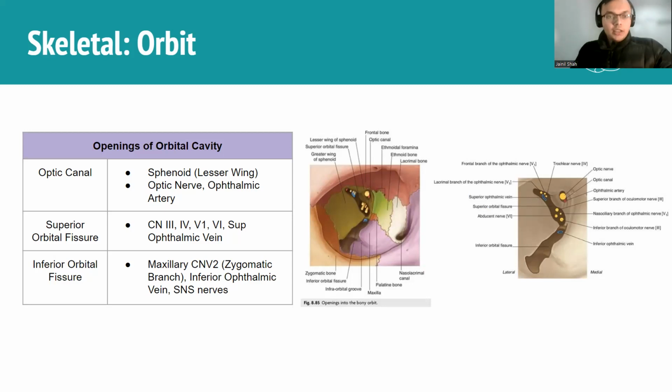The inferior orbital fissure contains the counterpart of the superior ophthalmic vein, which is the inferior ophthalmic vein. It also contains the maxillary branch of the cranial nerve 5 or trigeminal nerve, which is called the zygomatic branch. And it also contains some sympathetic nerves that we're going to be talking about later on in the context of Horner syndrome as well. But it's important to just know that they exist here for the moment. And you can have a look at the diagram on the right here and see exactly how those structures emerge and come out through there. But really the only important thing to understand is that you have these 3 openings and they contain the contents that are described in the table there.